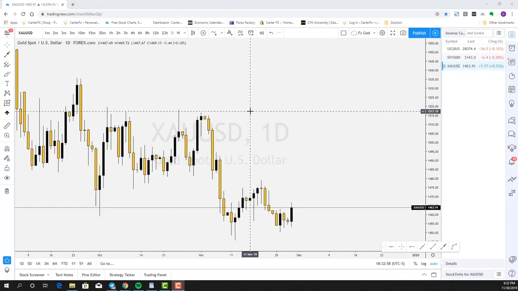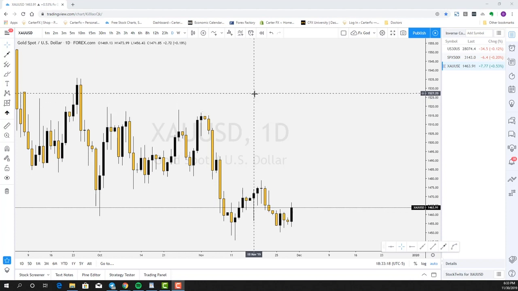Now, the last set of inverse correlations I'm going to mention is going to be gold, along with the US 30 and the US 500, also known as the Dow Jones US 30, and also known as the Fortune 500, or in this case, SPX 500. All right, so these two, or rather I should say these three, have an inverse correlation with the US 30 and the US 500 moving opposite of gold.